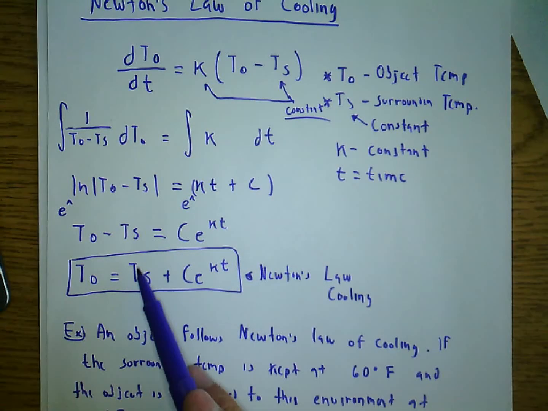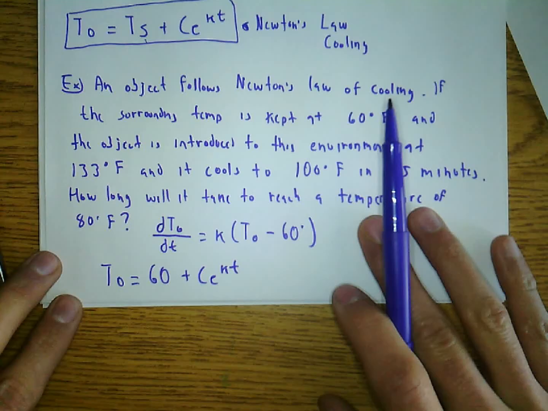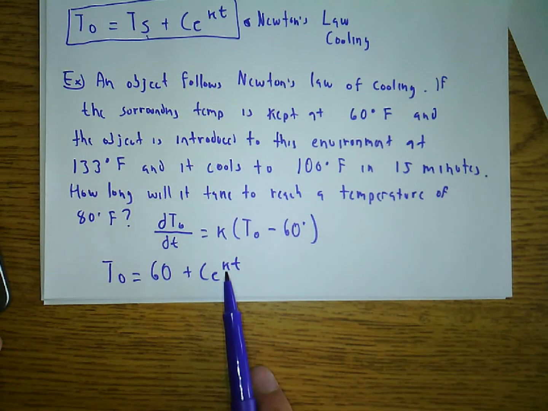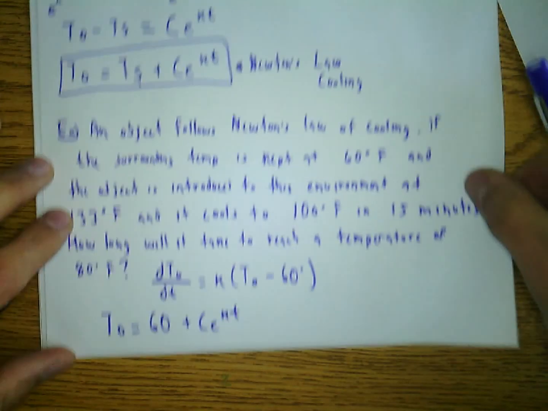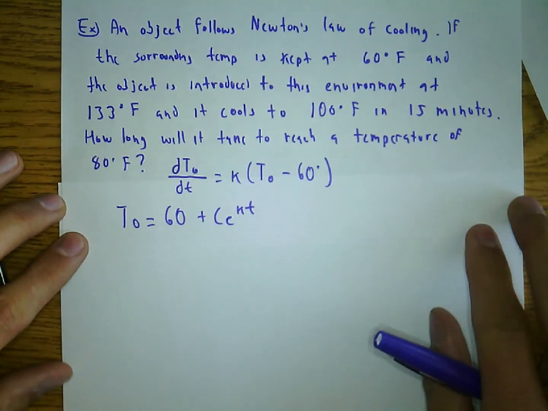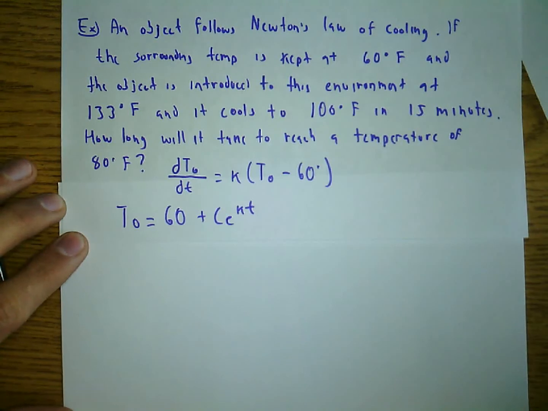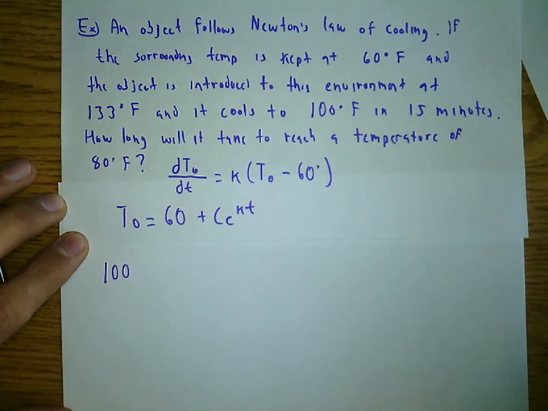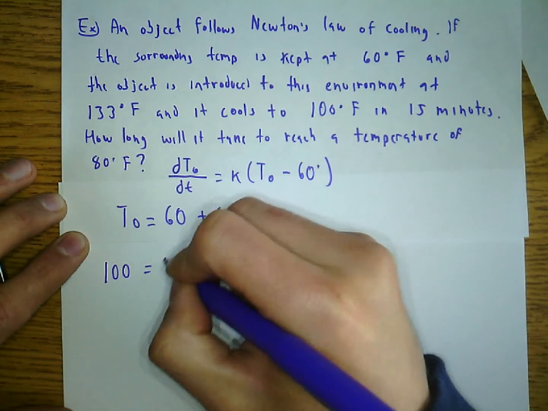I need to figure out a few things. I need to figure out what C is, and I need to figure out what k is in order for me to come up with a model. So how am I going to do that? The rest of this is not calculus. What is the rest of this? Just algebra. Okay? So you tell me, how can I use the information that was given to figure that out? You could put 15 for t, and then 100 for the object temperature. Okay, so you're going to say 100 for the temperature is equal to 60 plus C e, and then what do I put for t? 15. So that will be 15k.